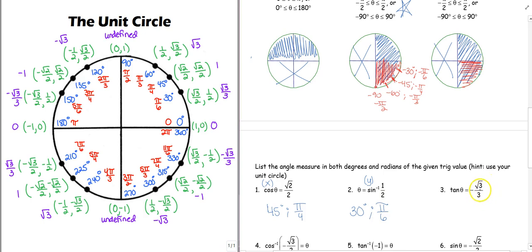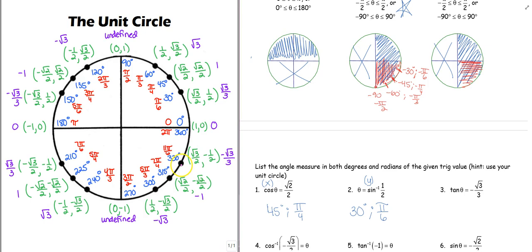Tangent, so we want tangent of a negative root 3 over 3. That's going to happen in two different spots. We see it over here on the right, it's at 330 degrees. And then we look around our circle, and it's also here at 150. So these are the two angles that give me a negative root 3 over 3 tangent value. We look back at our bounds for tangent. Tangent's going to be the angle that falls in quadrant 1 or quadrant 4, which means 150 degrees is not going to work. I've got to choose that 330 degree angle.